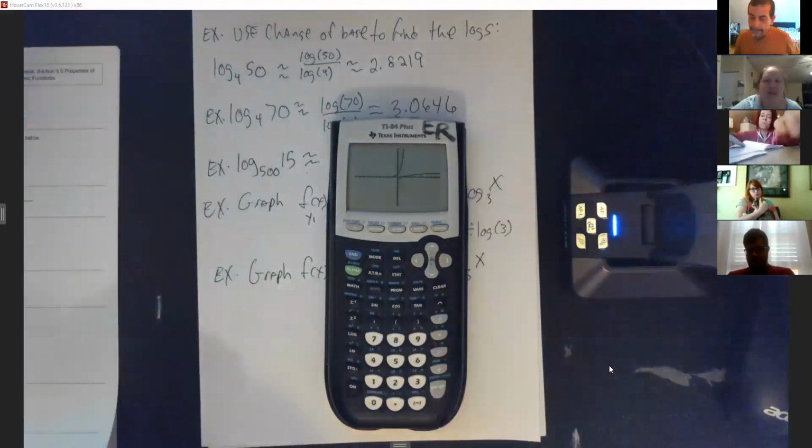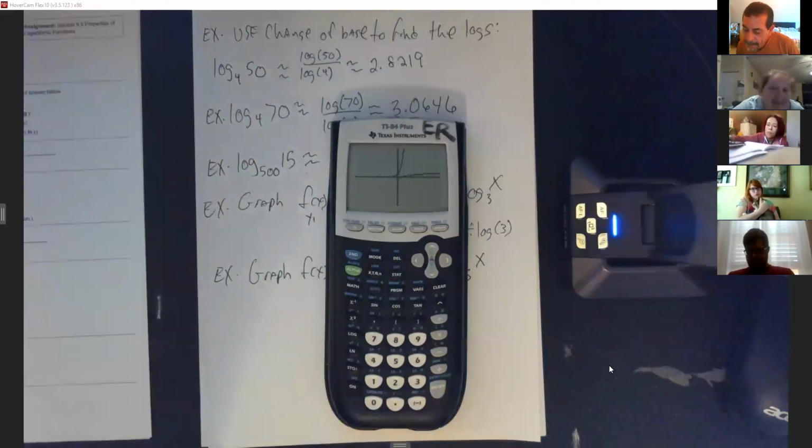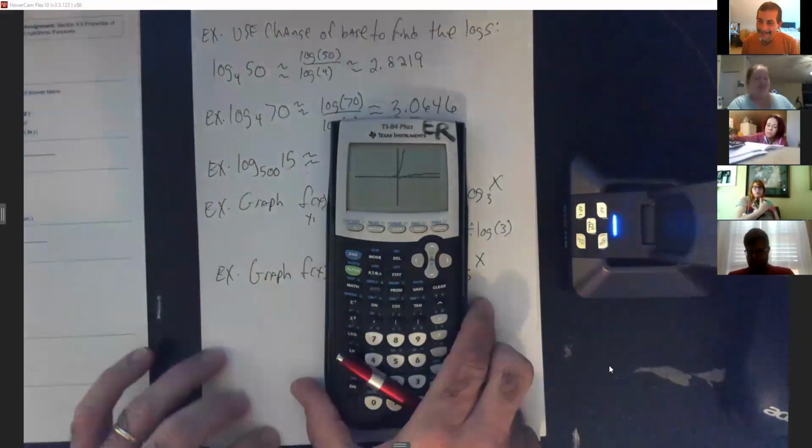I got 3 lines. Oh, you must have another graph on somehow.